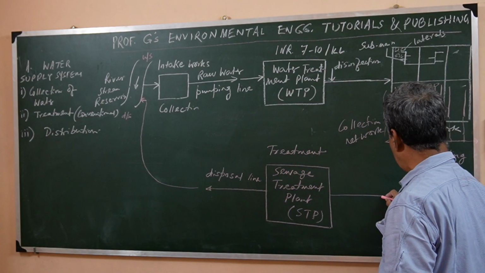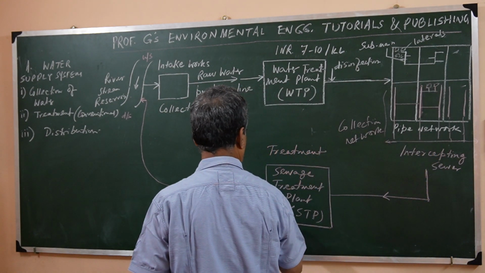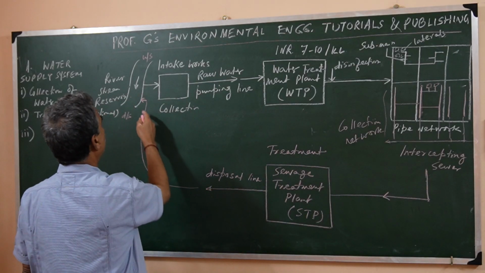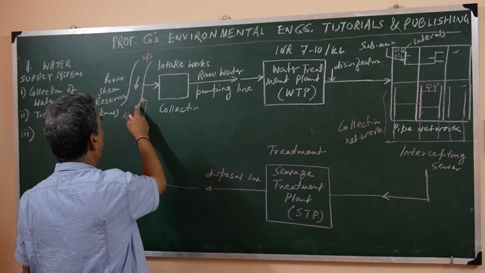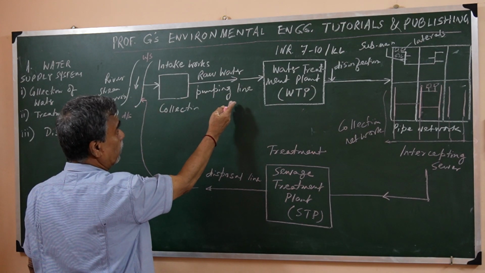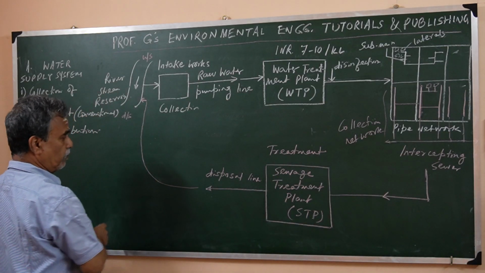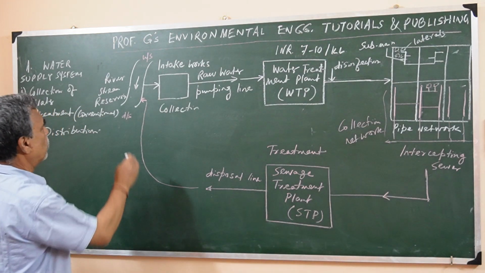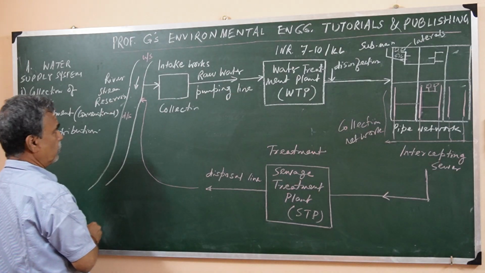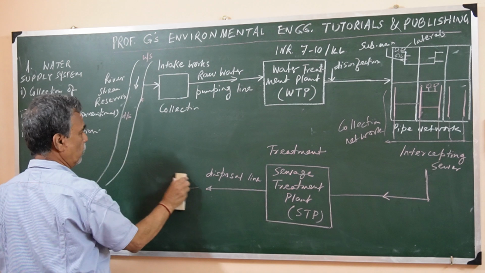Then this goes to the treatment plant. So this is the sewage treatment plant, and after treatment this goes back to the river or the surface water source from where the water is taken, or somewhere else also. Further downstream it may be discharged, that is here say, instead of sending it to that distance.